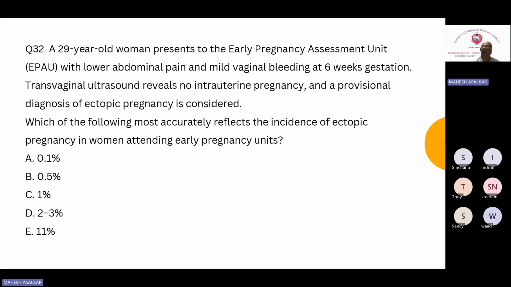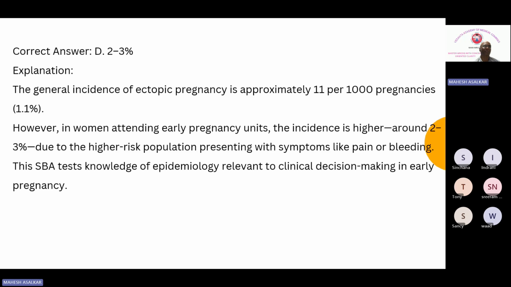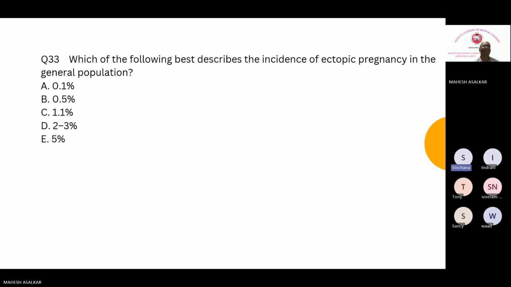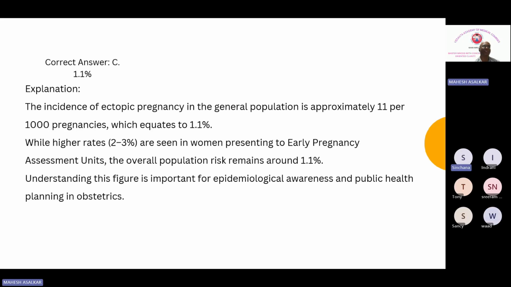Because we are asking about the early pregnancy unit. Okay. So in the early pregnancy unit it is 2 to 3%, in the general population 1.1%. Next. Which of the following best describes the incidence of ectopic pregnancy in the general population? It is option C, 1.1%. Yes, 11 per 1000. Okay.